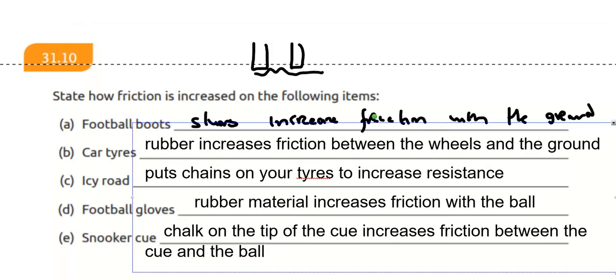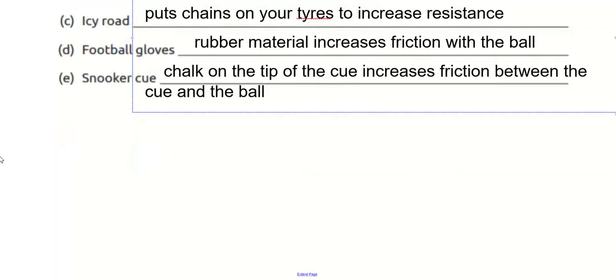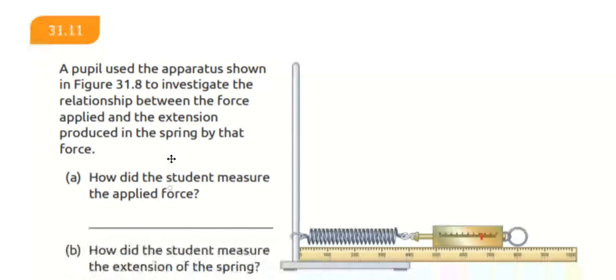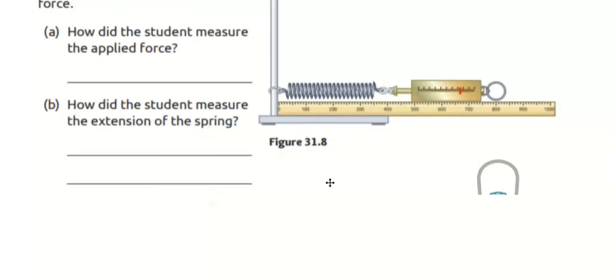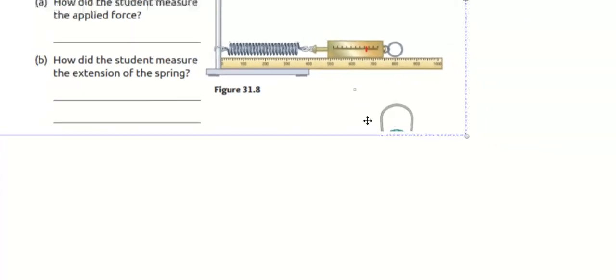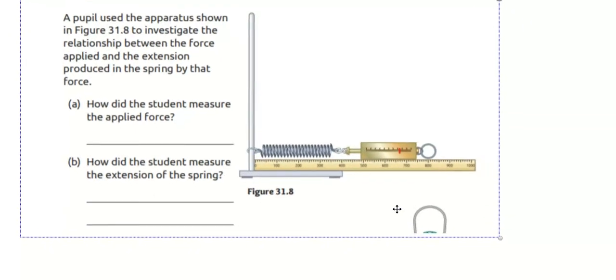Okay, all good. That's 31.10 done and dusted. What are we on to now? 31.11. How did the student measure the applied force? Well, he used a spring balance. We can see it here, spring balance.